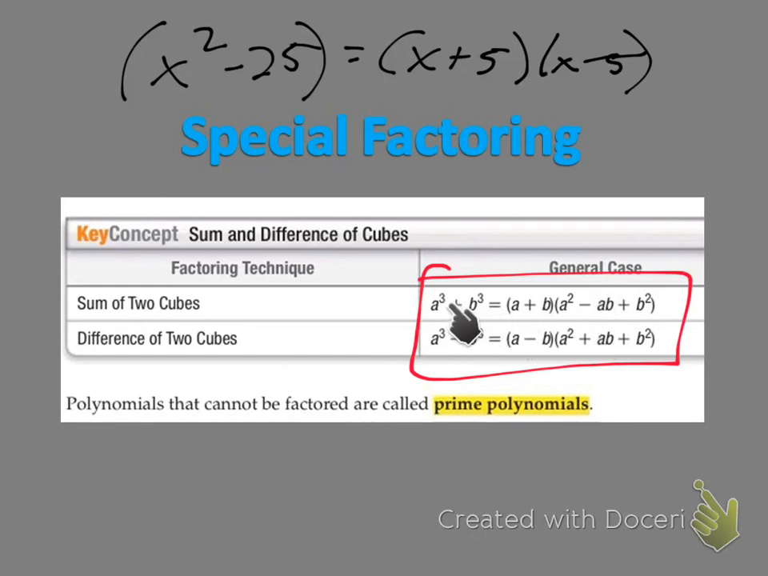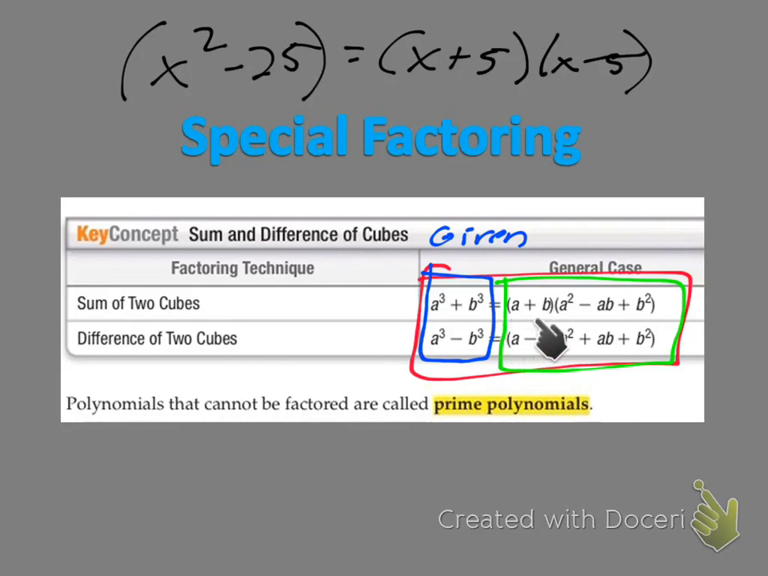So here's the easiest way I think this works. For both of these, there are a lot of similarities. A cubed plus b cubed, a cubed minus b cubed, that's what you're going to be given. Only the left side? Left side, right here in blue. That's what you're given. You've got to turn it into this side. It's going to be one or the other, plus or minus. Correct.